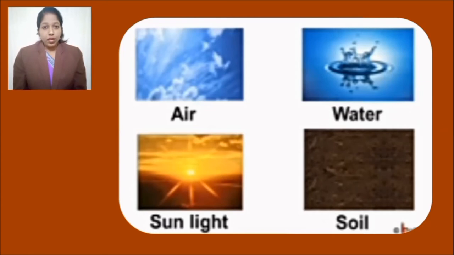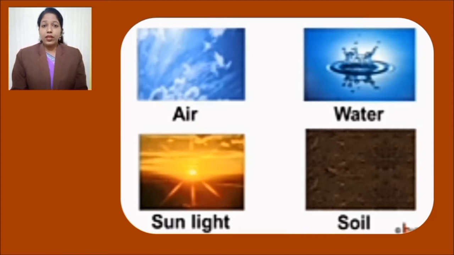Children, can you tell me where we live? Yes. We all live on the planet Earth. Have you ever thought why life is possible on the Earth? Life is possible on the Earth because of air, water, sunlight, and soil.